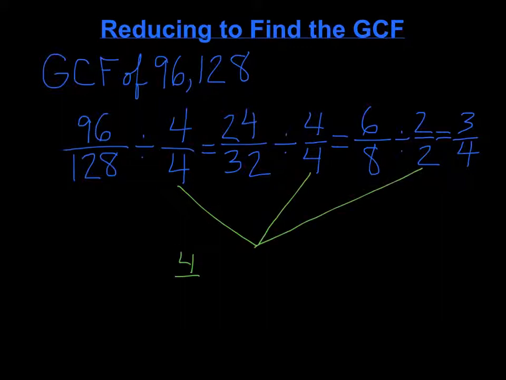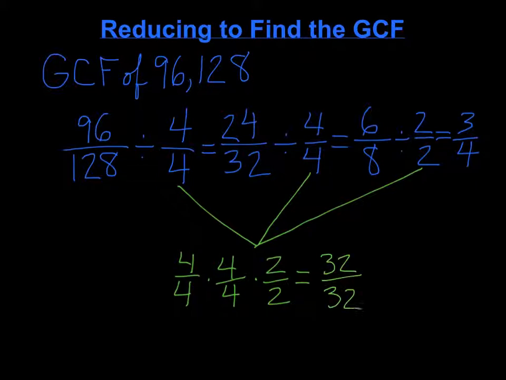So 4 over 4 times 4 over 4 times 2 over 2. 4 times 4 is 16, times 2 is 32. Therefore, the greatest common factor of 96 and 128 is 32.